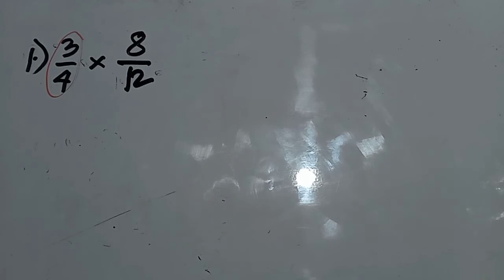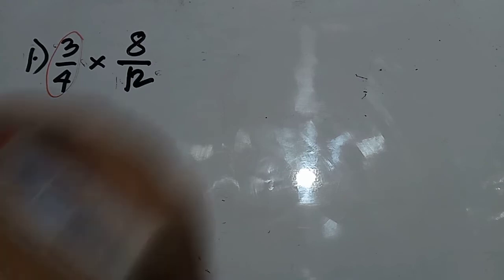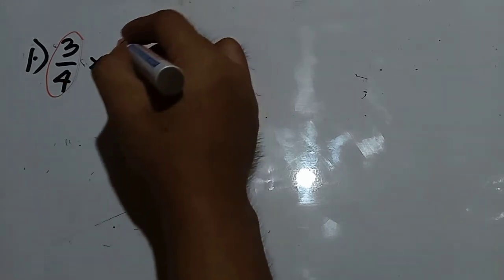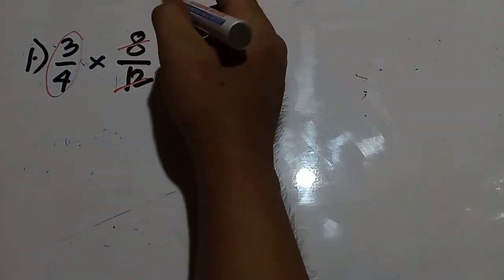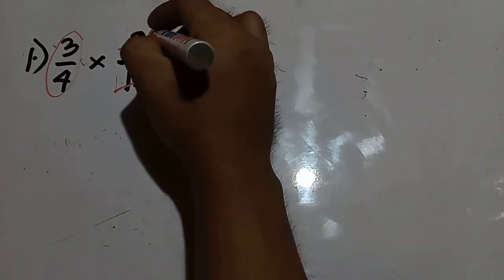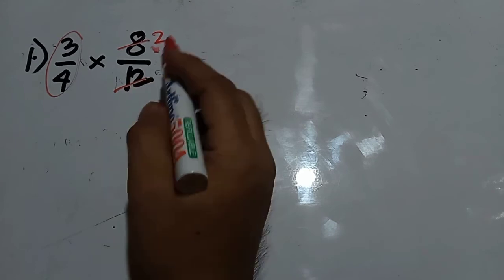Okay, meron ba silang common between sa kanilang dalawa? So, wala. How about sa pangalawang fraction? Meron ba silang common or wala? So, ibig sabihin, meron silang common. Anong common nila? By 4. So, divide natin by 4. So, 8 divide 4, ang naiwan ay 2. 12 divide 4, ang naiwan ay 3.